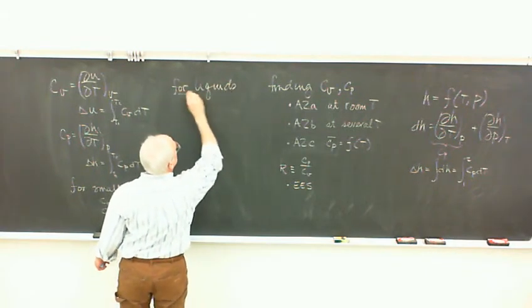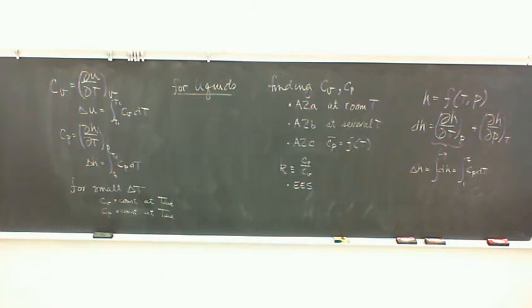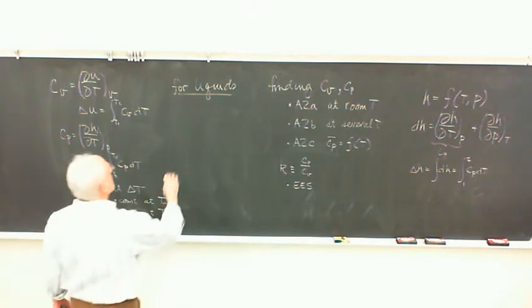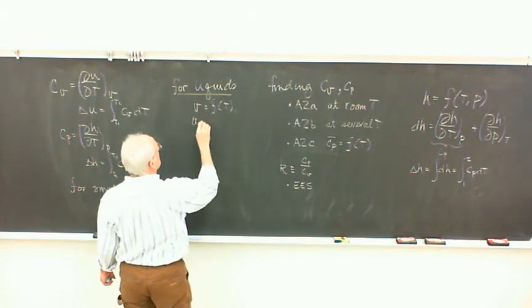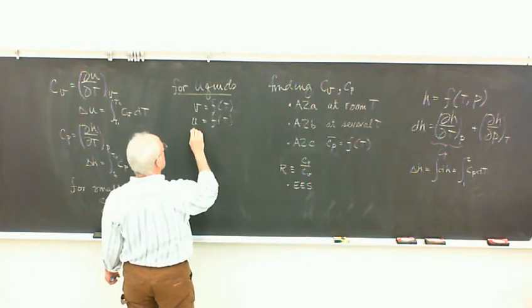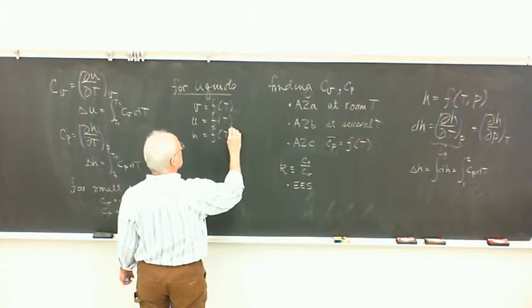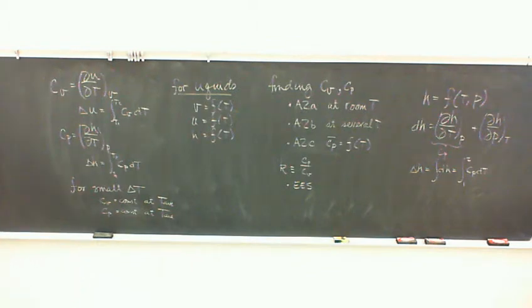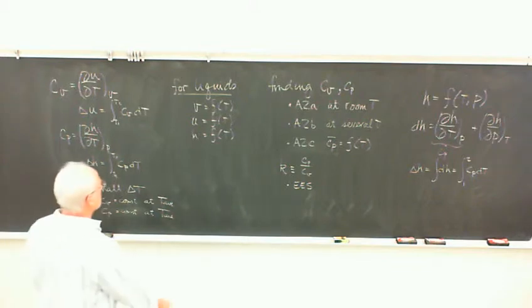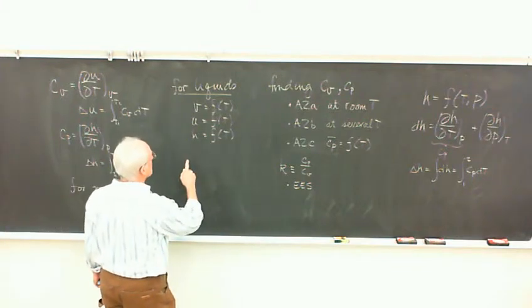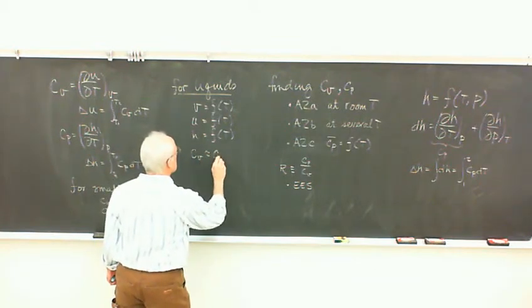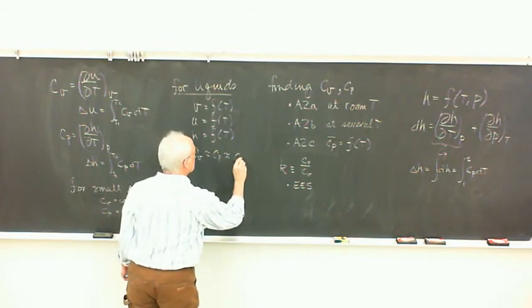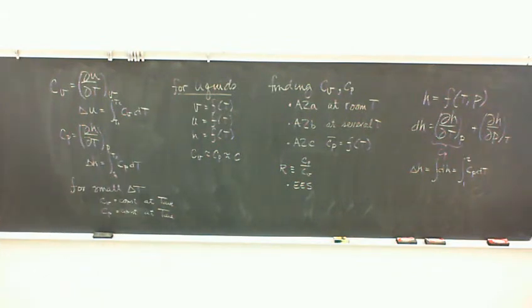Those tables were for gases. For liquids, it gets to be a lot easier because V is really a function of temperature only, as is U, as is H. Not the same function for the three of them, of course, but pressure mostly doesn't play a part in this. And so these are essentially equal, and so we don't even put a subscript on them.